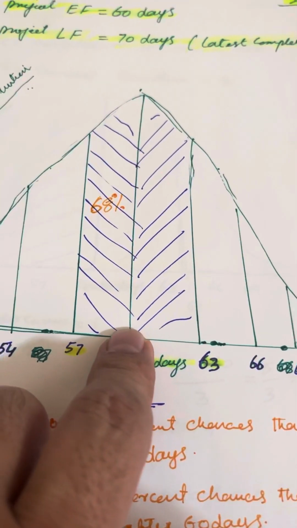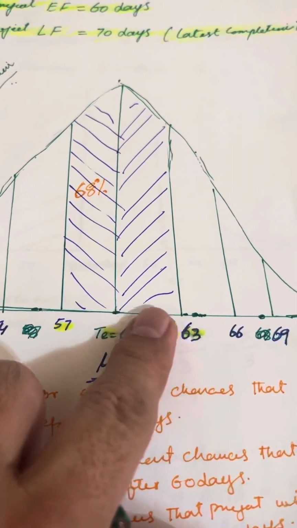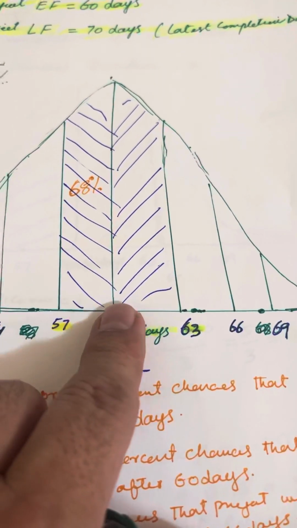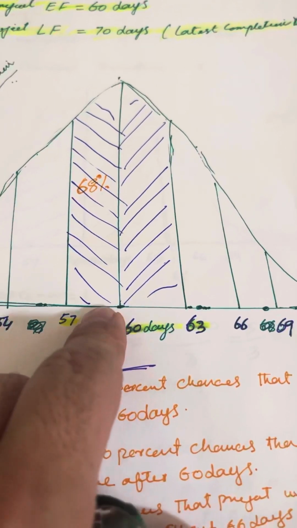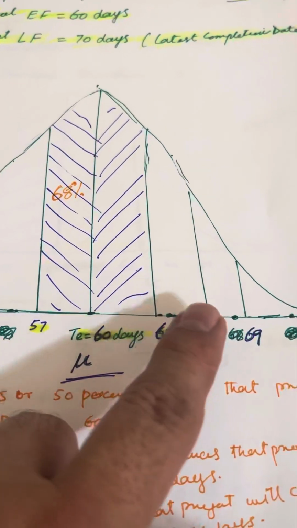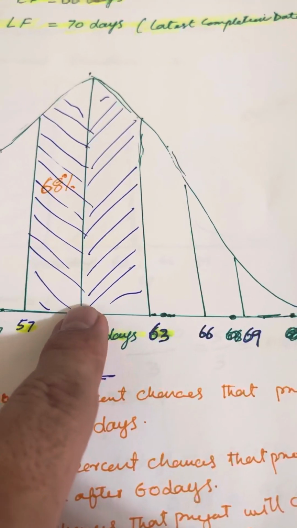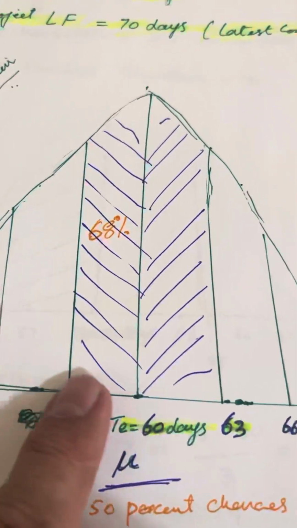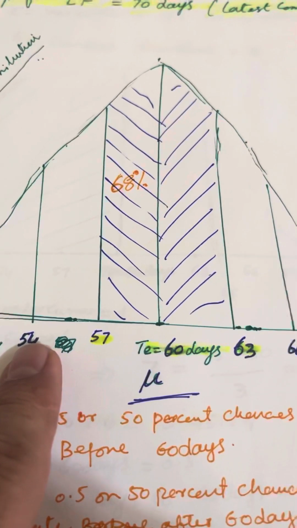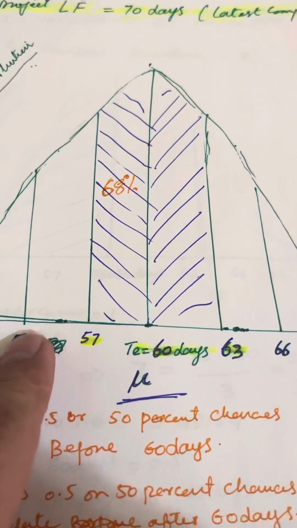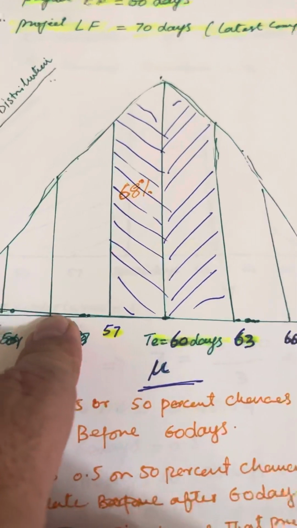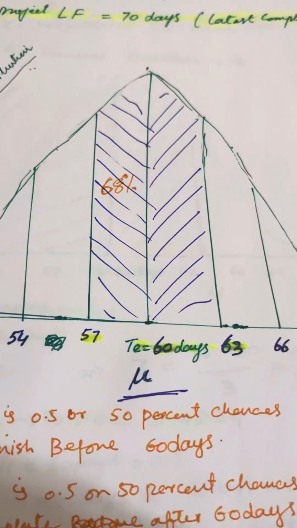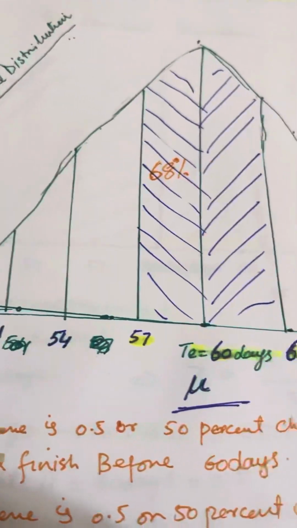In the next video, I will explain how to calculate the z-value for this area. So between one standard deviation from the mean on either side, this area is 68%. And between two standard deviations to the right and two standard deviations to the left of the mean, this total area is 95%. So that's why we are saying that there is a 95% chance that the project will be completed between 54 and 66 days. It's good for the representation.